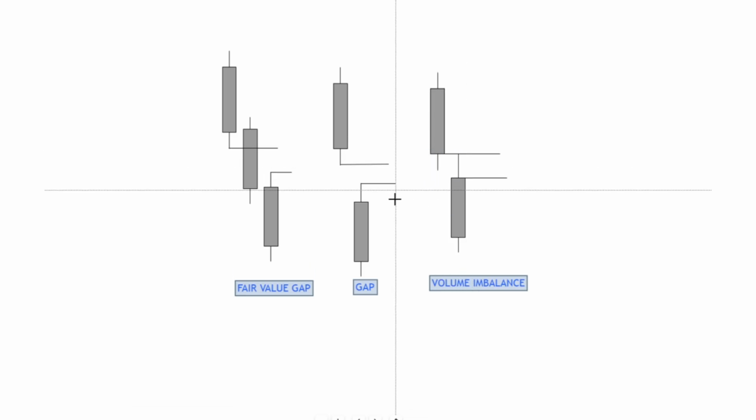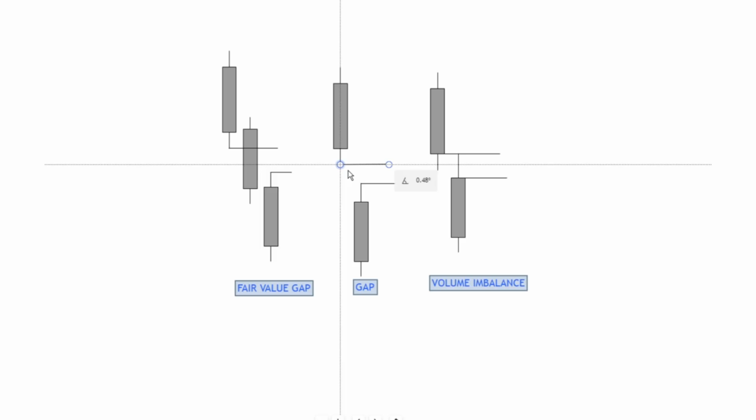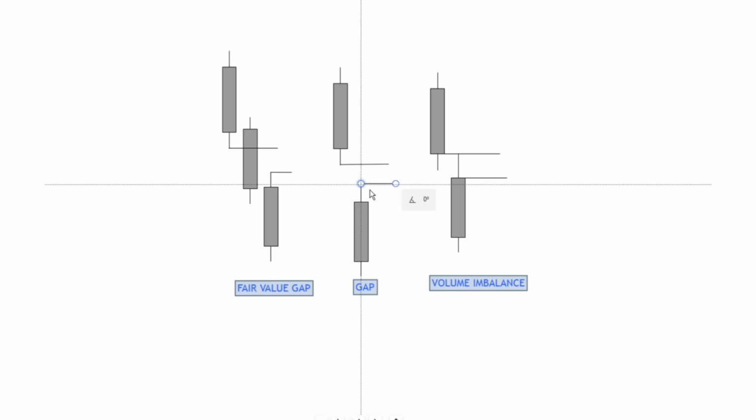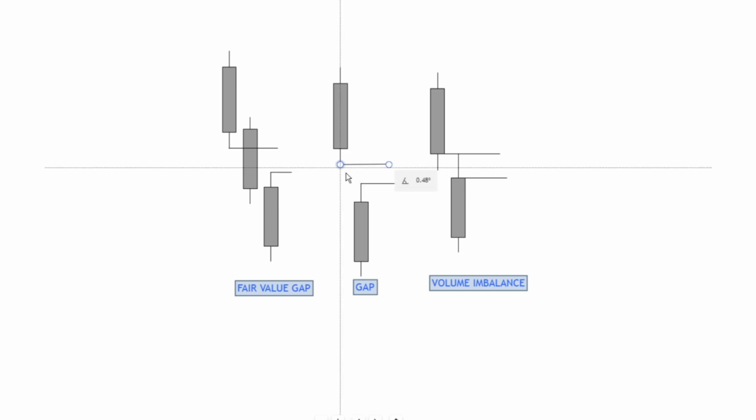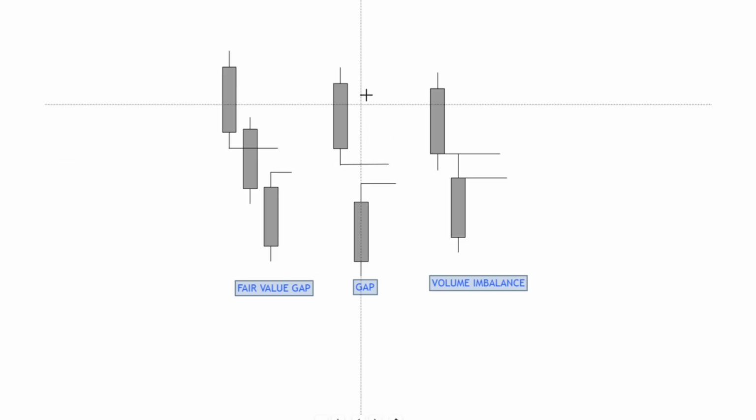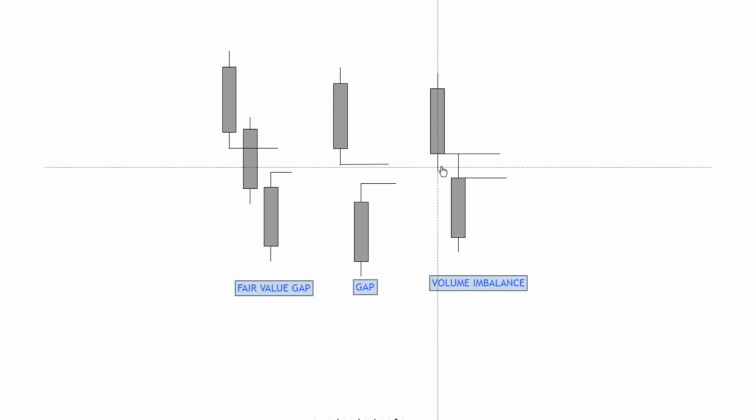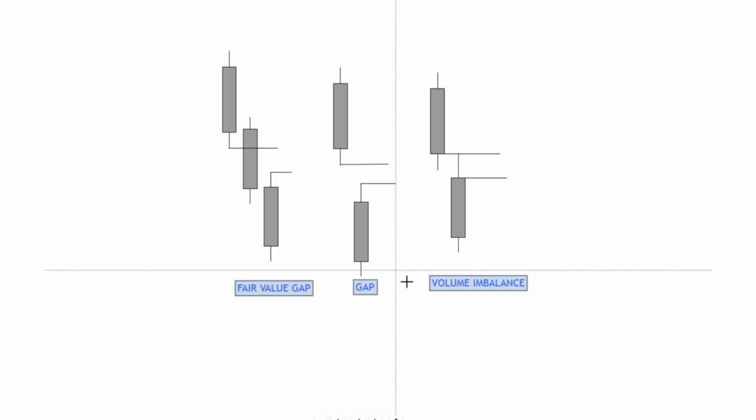A gap, on the other hand, is a completely different story. This is when there's zero trading activity between the candles. Price literally skips over an entire range, leaving a blank space on the chart. So remember this. Both look like price displacements, but the difference is huge. A volume imbalance shows us there was still participation in the market. A gap shows us that there was none at all. And as a trader, knowing which one you're dealing with makes a big difference in how we approach the setup.